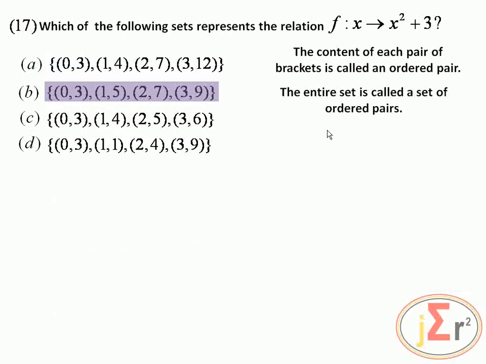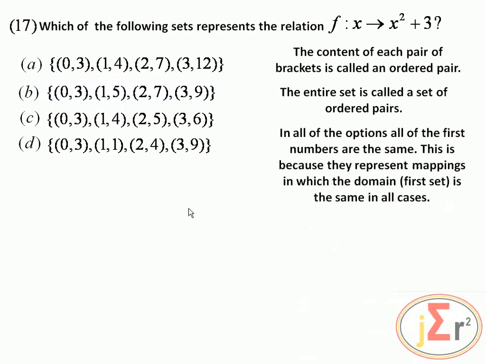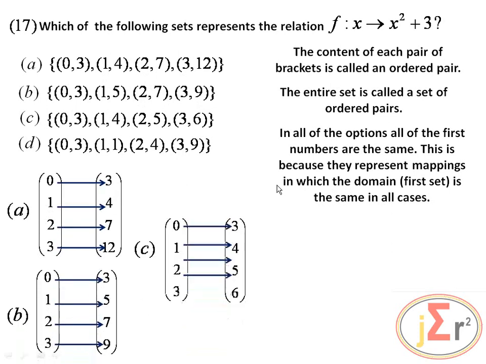The entire set is called a set of ordered pairs. So each one of these represents a set of ordered pairs. In all of the options, all of the first numbers are the same. So notice that the first number in the ordered pair, 0 here, 1 there, this we have 2. This is because they represent mappings in which the domain, or what we call the first set, is the same in all cases, and that we are demonstrating right here.